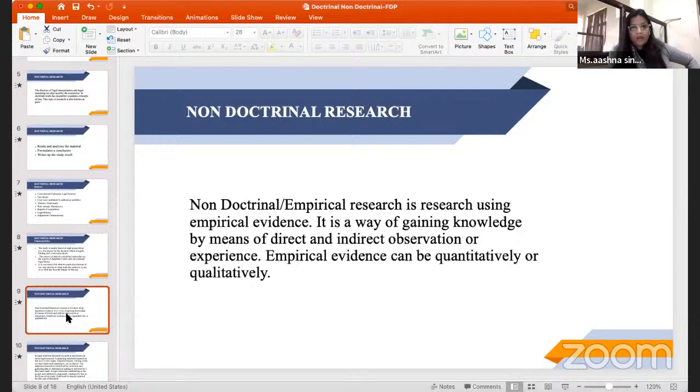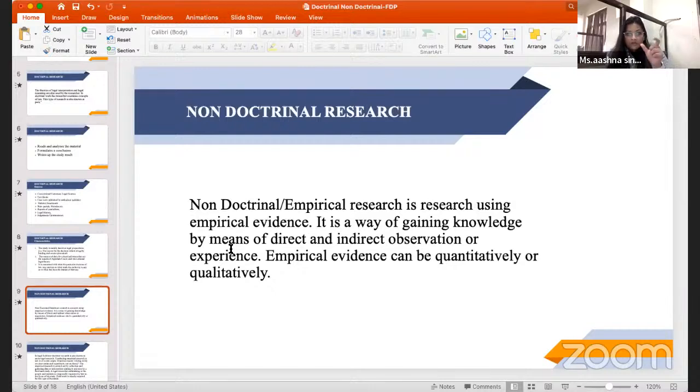Okay. Now moving on to the non-doctrinal research. For those of you who have mentioned in their research methodology that they'll be going by a non-doctrinal research, non-doctrinal we also refer it to as empirical research. We also refer it to as socio-legal research. Now, what do we mean by socio-legal research?